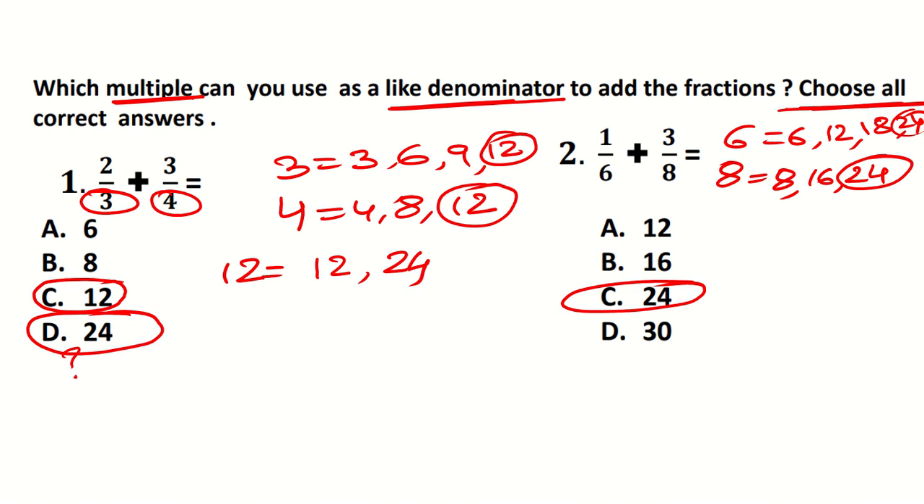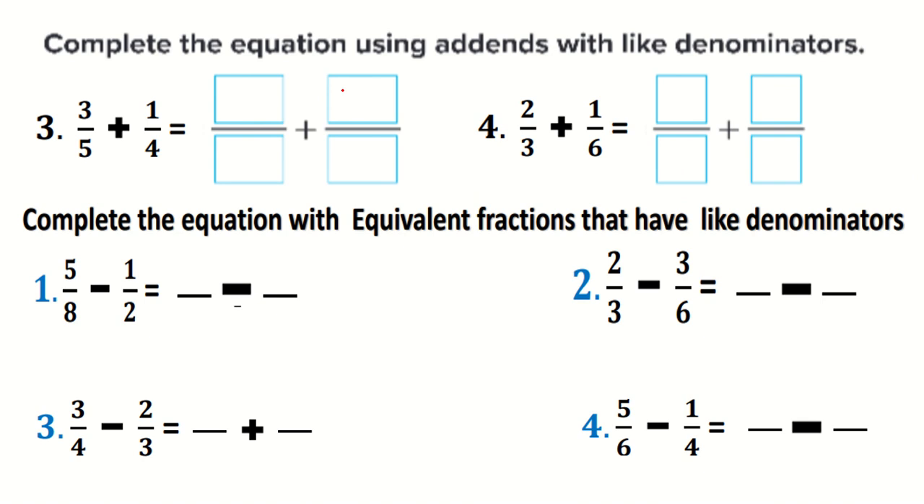Now, let's talk about this question. Complete the equation using the addend with the like denominator. See, this is the same type of question. Here you have 5 and here you have 4. So if you multiply 5 by 4 up and 4 down also, 5 here up and 5 here down also. So 4 multiply 3, 12. 5 multiply 4, 20. 1 multiply 5, 5. 4 multiply 5, 20. Then you can simplify this. Same here. If you multiply by 2, then it will become 6. So 4 over 6 and here 1 over 6.